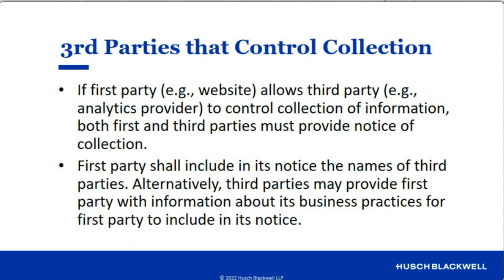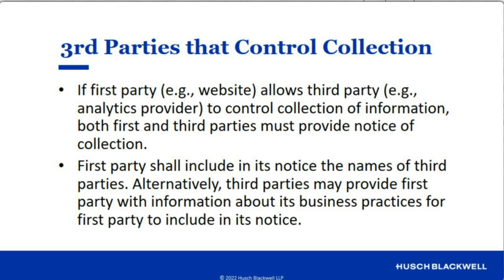Under this section, if a first party allows a third party to control collection of information, both the first and third parties must provide a notice of collection. So the first party must include in its notice the names of the third parties, and alternatively, if the business does not want to provide the names, it can provide information about that third party's business practices. The agency noted in its statement of reasons that this new requirement gives consumers all of the information that is necessary for them to make a decision about whether they want to interact with that business.